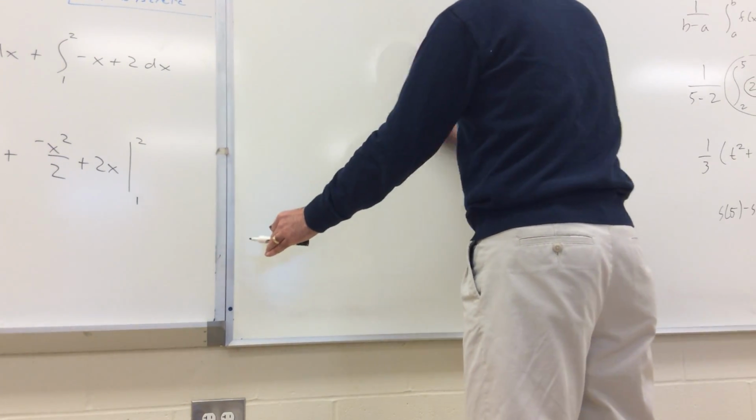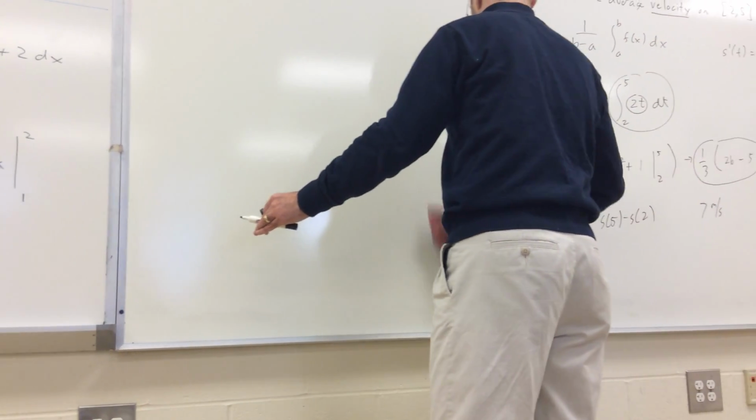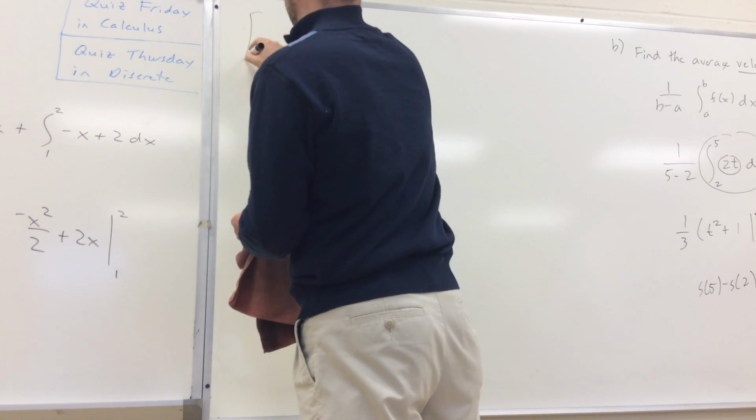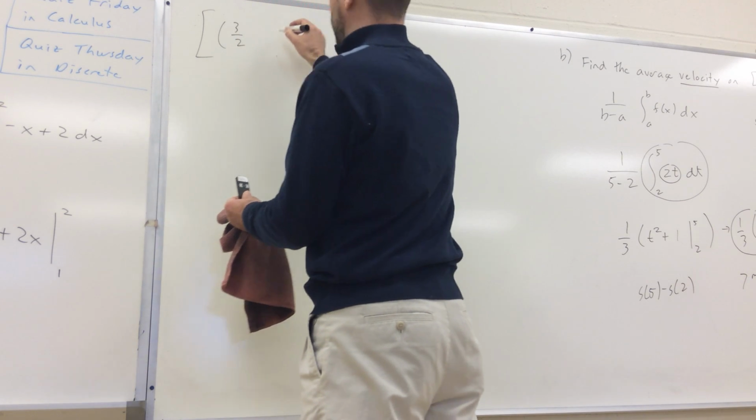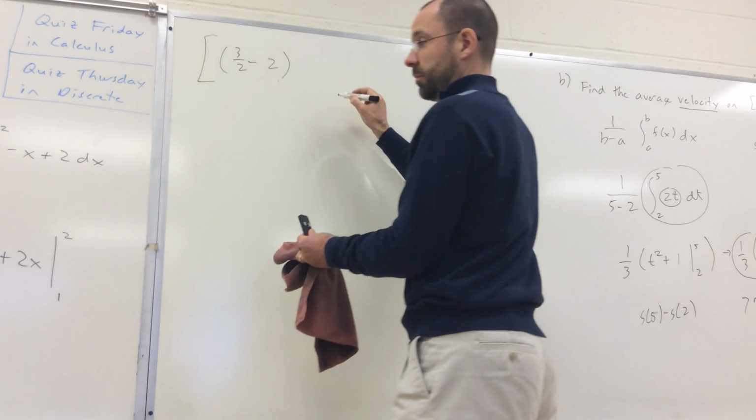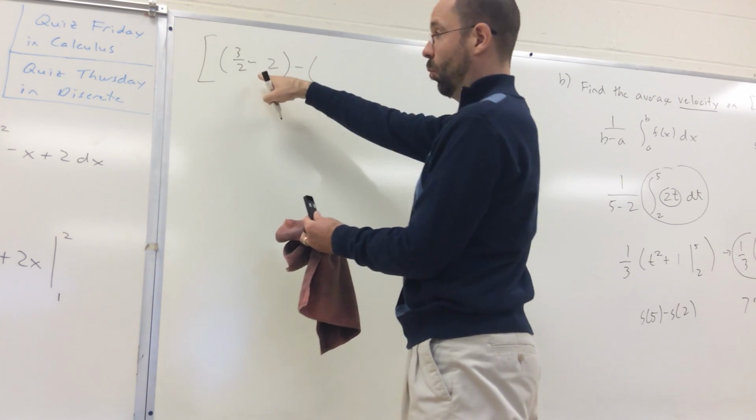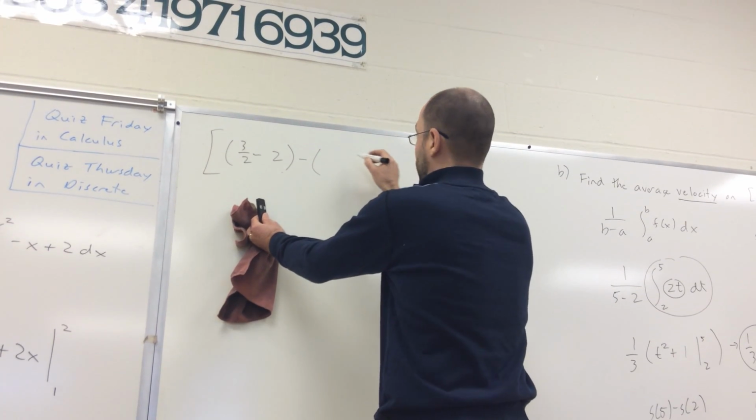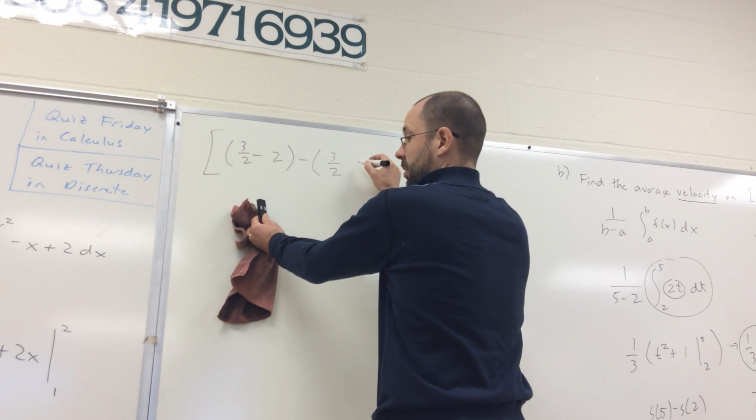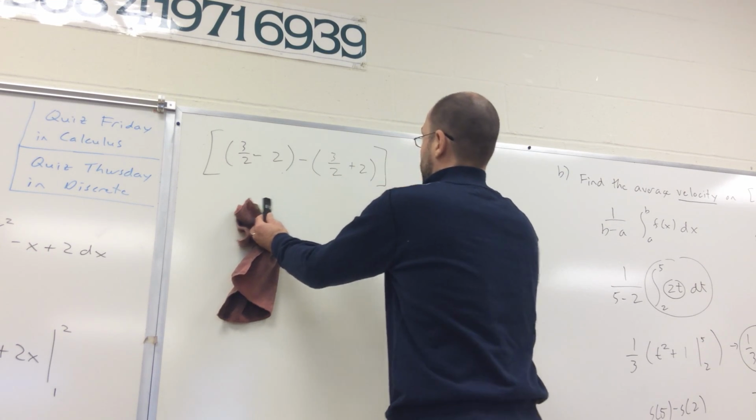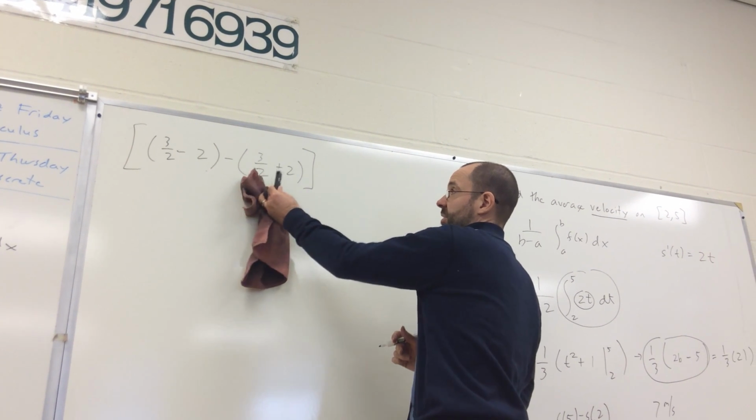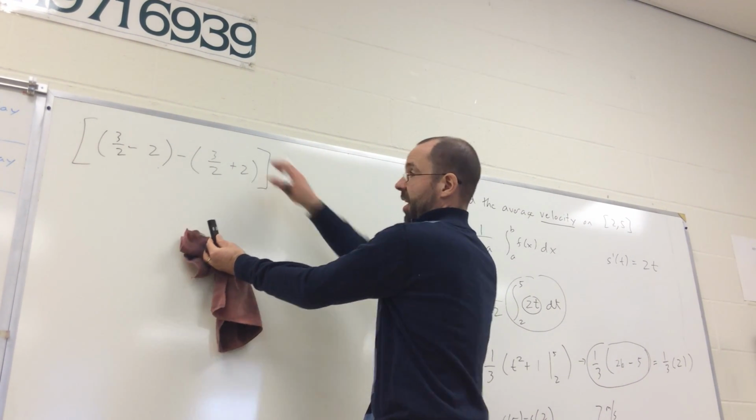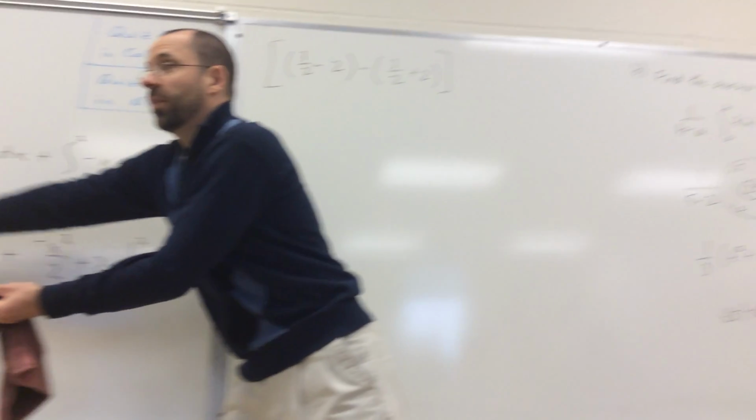So now I got to plug in the numbers and subtract. So that's going to be 3/2 minus 2 minus, so I plugged in 1 and that's what I got. And then plug in -1. -1 squared is +1, so that's why that's still +3/2. But -1 times -2 is +2. So that bracket corresponds to this, right?